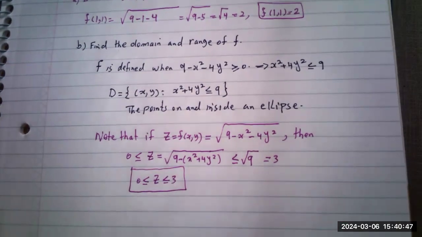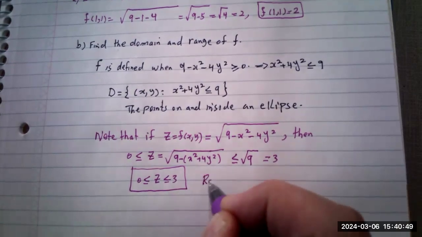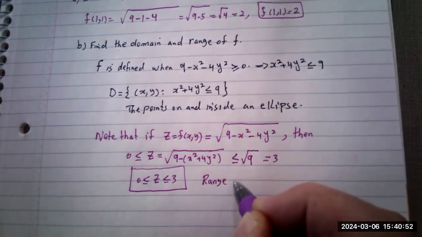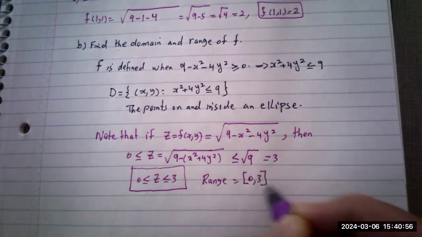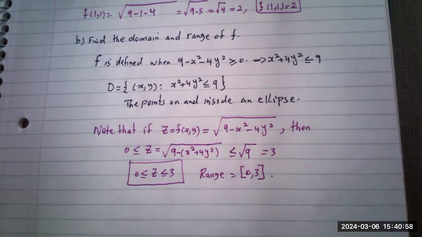You have to write it down in interval notation. So the range of this function is going to be the closed interval of 0 and 3. So that gives you the range of the function. Any question?